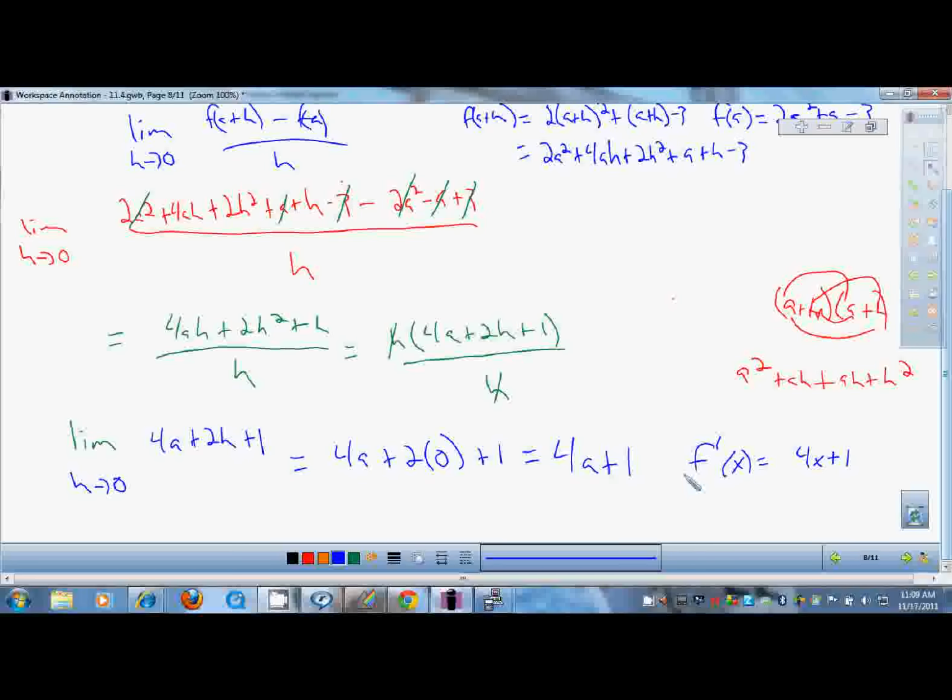That's what this function is: the instantaneous slope for any point on that original. This is a slave of the original. It's not its own function.